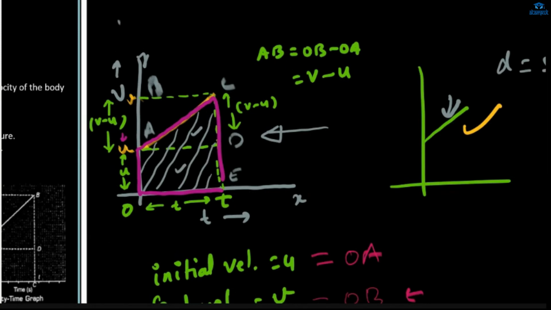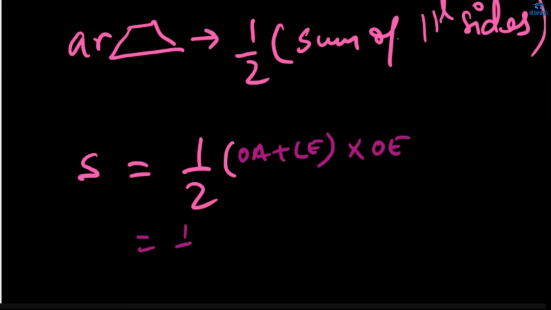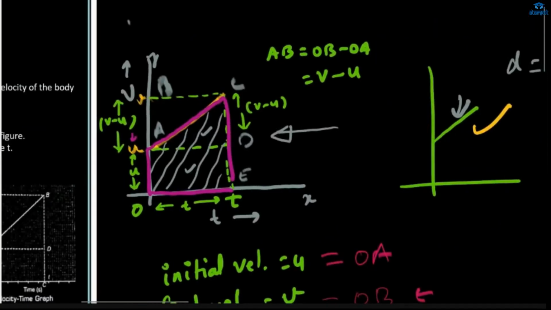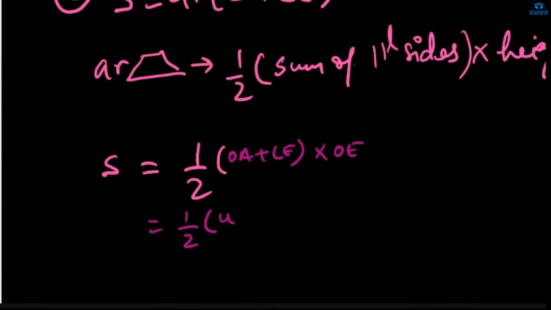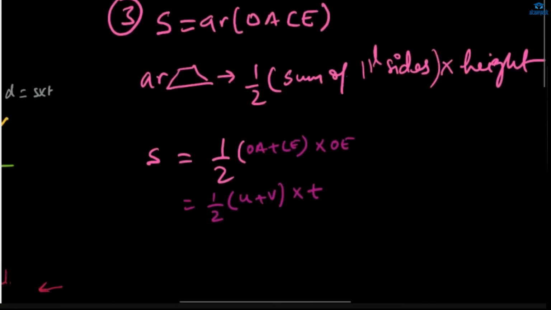Yes, ma'am. No problem now? No, ma'am. No problem. So OE will be OE. Just put the values. OA is how much? OA is U. And DC is V minus U. OA is U and C is V. And OE is what? T. Is it T? Yes, ma'am.